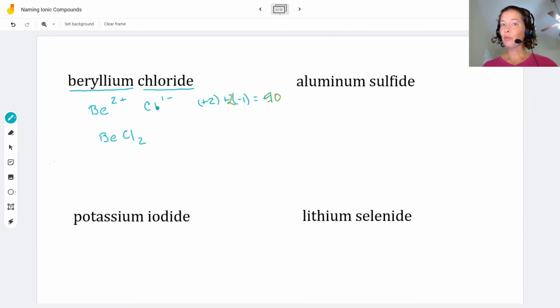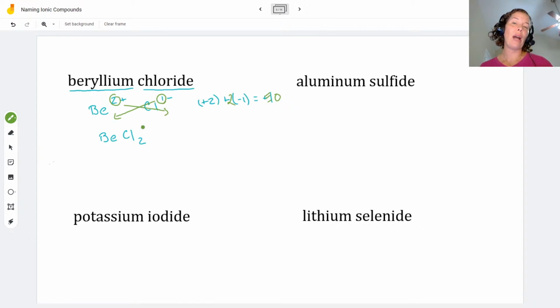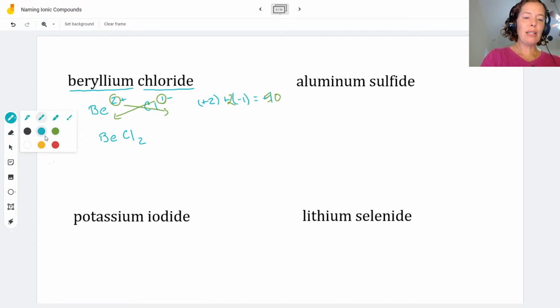Let me show you how this works with crisscross, because you can use crisscross on this one. Again, we're just taking the number. You don't take the charge. So this 2 comes down here to the chlorine, and this 1 comes down to the beryllium. And again, we don't write the 1 down, and you can see I get the same formula. Okay, let's go to our next example.